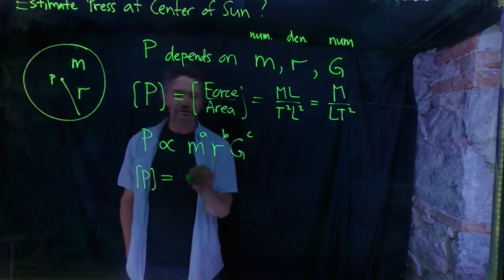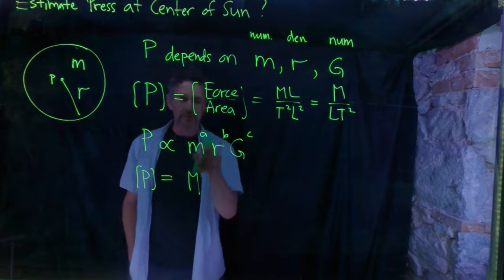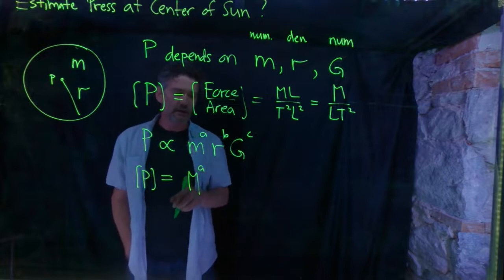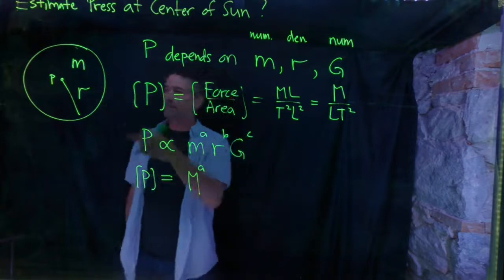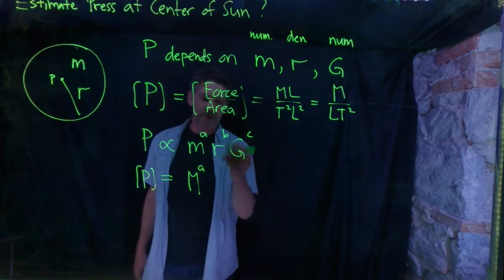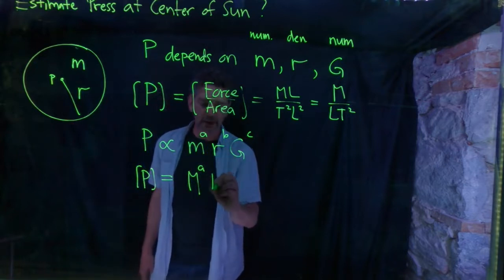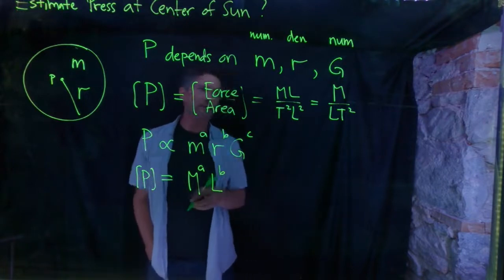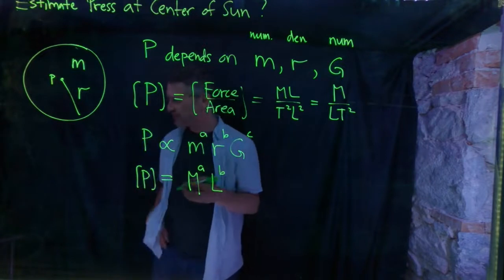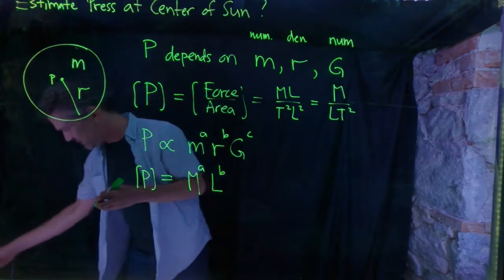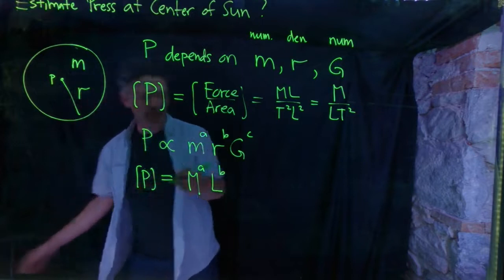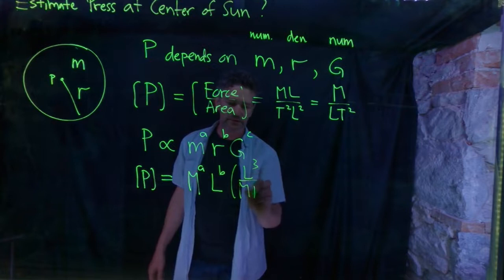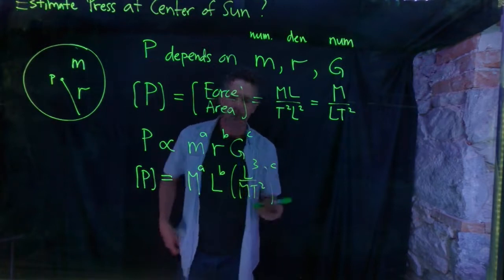So the dimensions of pressure, according to this formula, are going to be the dimensions of mass, which is m, to the power of a. If that were mass squared, the dimensions of mass squared is m squared. The radius of the sun is to the power of b, so the dimensions of r to the b will be a length to the power of b. And then you have Newton's gravitational constant to some unknown power c. The dimensions for Newton's gravitational constant, we derived that last time, length cubed over mass times time squared. So this is a length cubed over mass times time squared to the unknown power c.